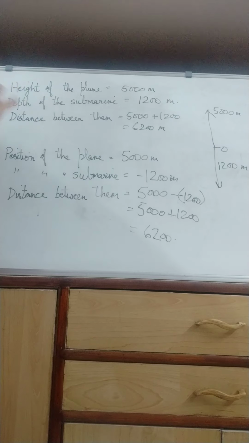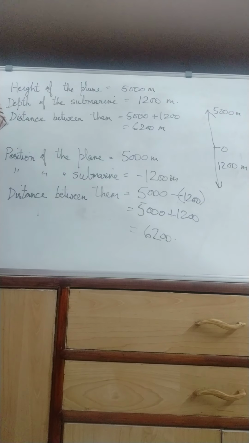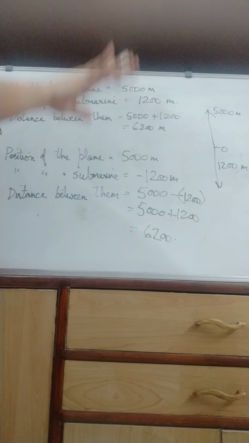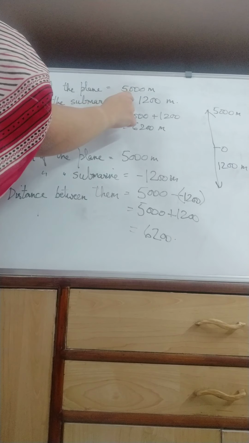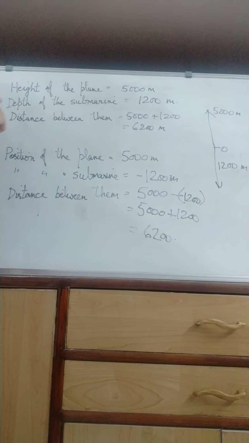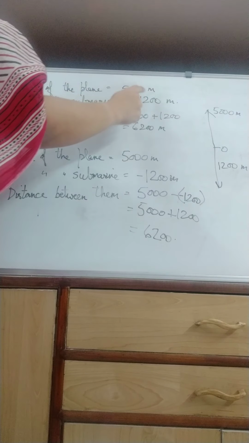In the first one, simply height of the plane is 5,000 meters. Depth of the submarine is 1200 meters. Now, please understand that when we say height, it's obviously always positive. When we say depth, it means that we are talking of under the ground. So we know that it is minus 1200. We don't need to write minus 1200 because of this word depth. Depth always is under the ground. So I've written 5,000 and 1200.